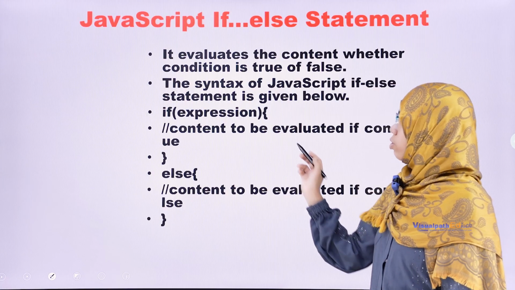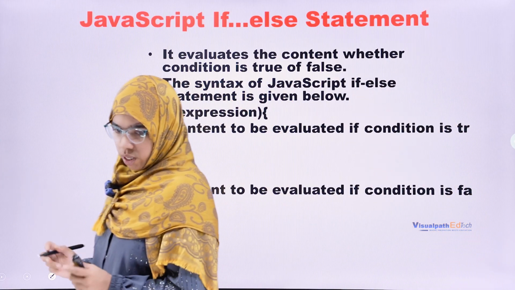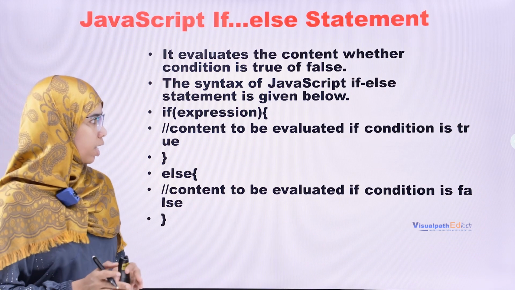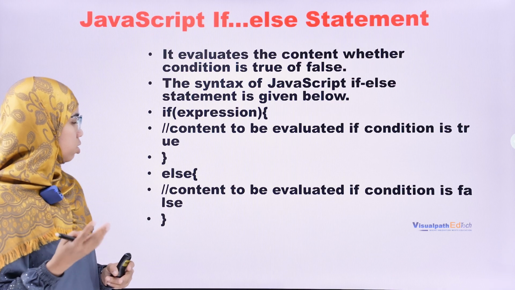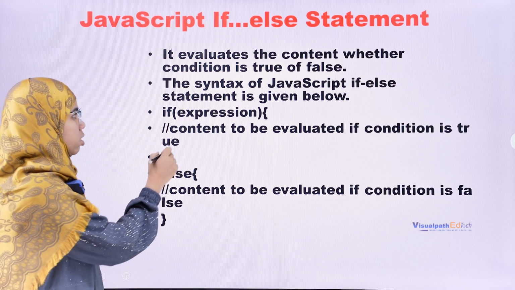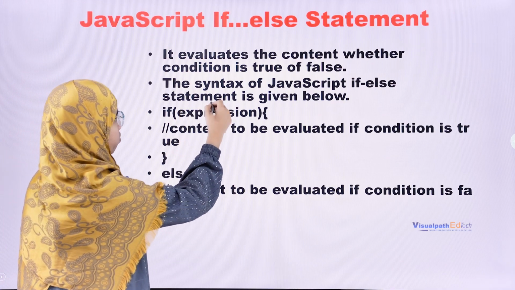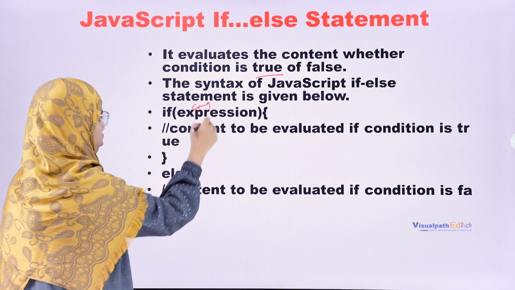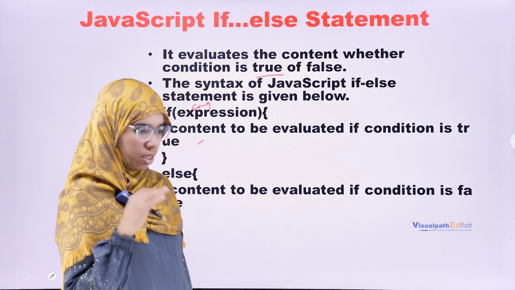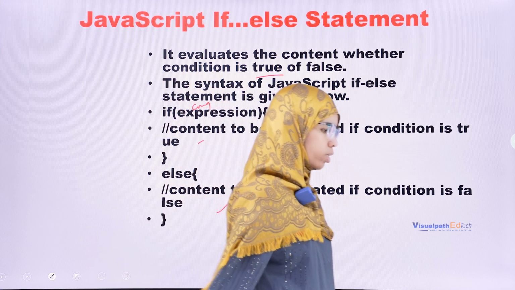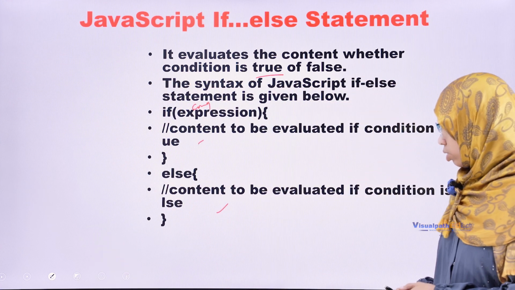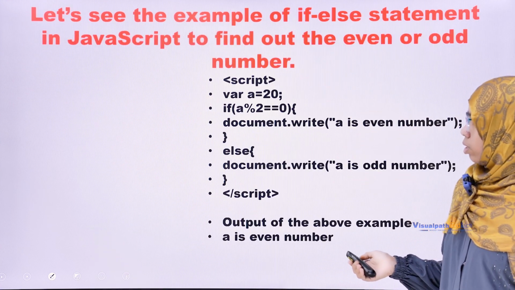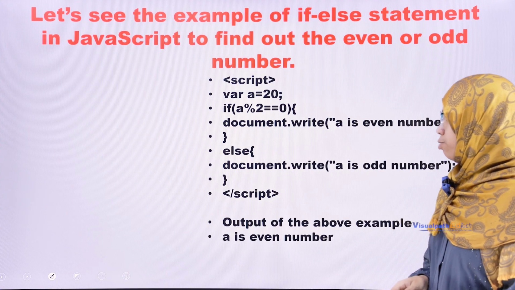Now moving on to the if else part. In this case, the content will be evaluated in both ways, in the true and the false cases. Whatever condition we are giving, if it is true, the true statement will be executed. If it is false, the else part will be evaluated. So this is another example for the if else block.